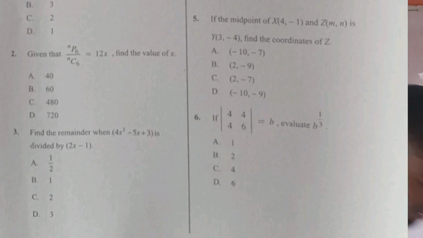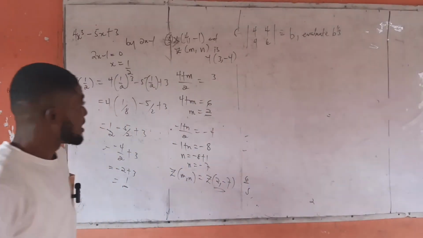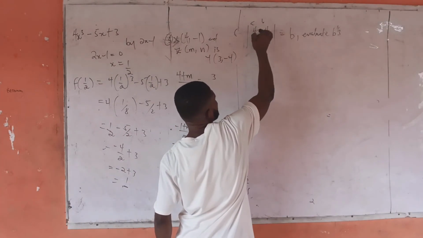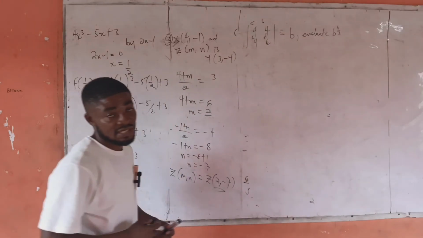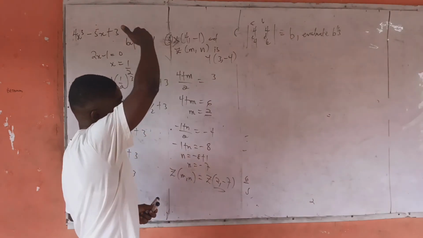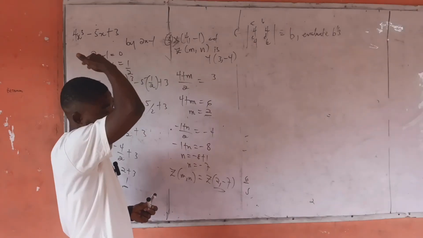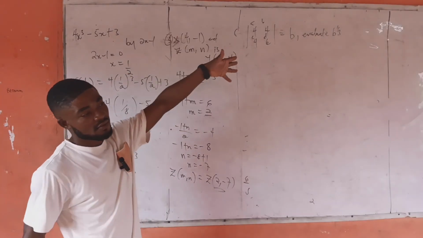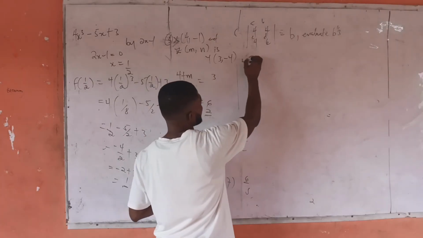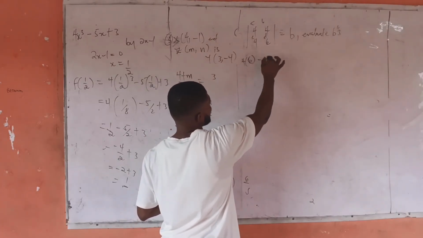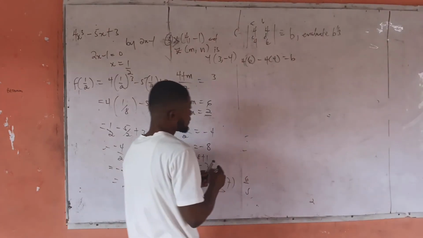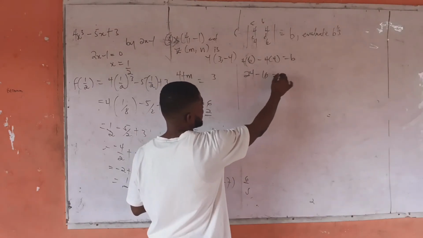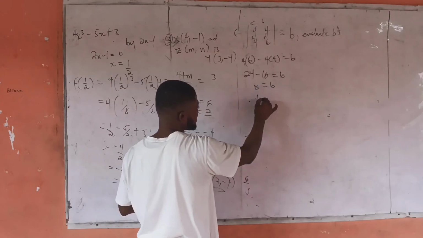So quickly, we just find the determinant of this particular matrix, so this is a, b, c, and then d. ad minus bc, that is how we go. So ad, that is the diagonal from top left to the down right, minus the top right to the down left. So 4 times 6 minus 4 times 4 should be equal to b. 4 times 6 is 24 minus 16, 8 is equal to b. Therefore b is equal to 8.